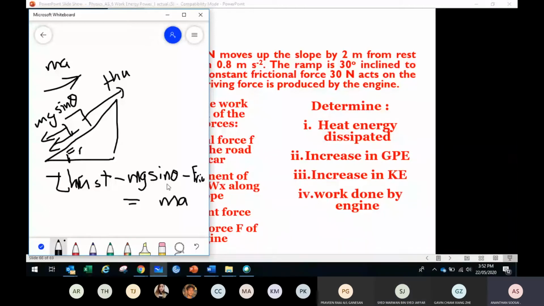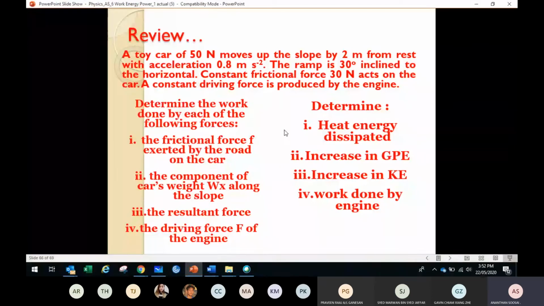So do you have these three forces in the explanation? What is the thrust? A toy car, 50 Newton, moves up the slope 2 meter from rest. Oh, sorry, in this case acceleration is given already. So I think you can straight away find the resultant force. What is the resultant force? MA, right? A is 0.8.